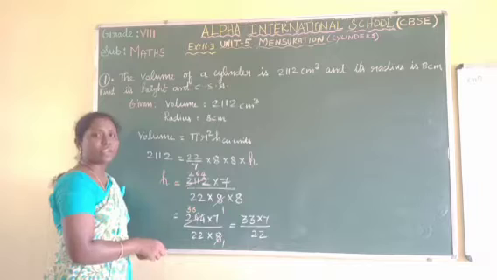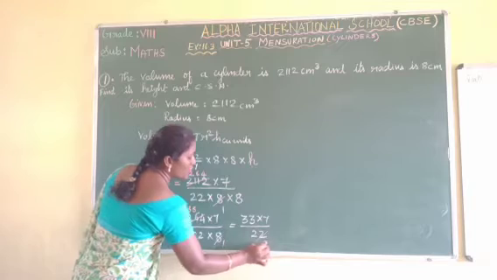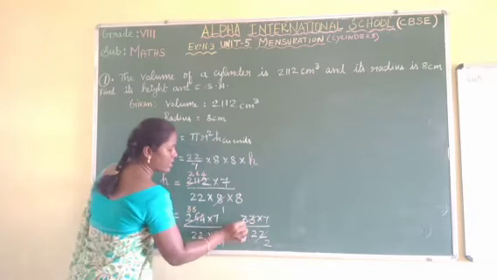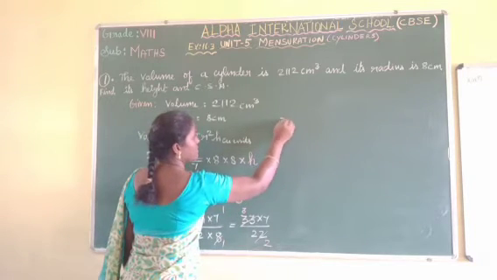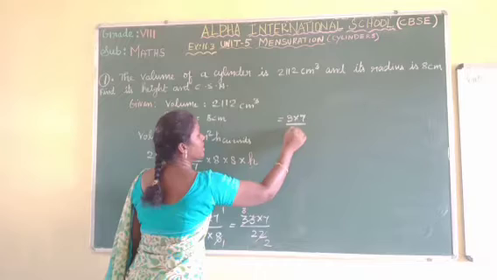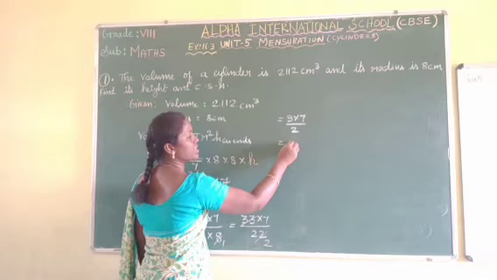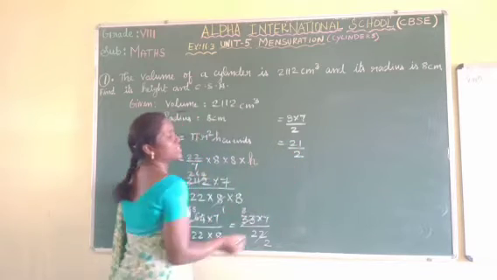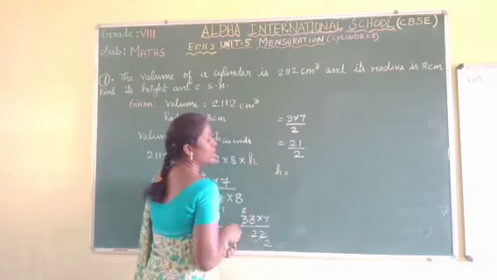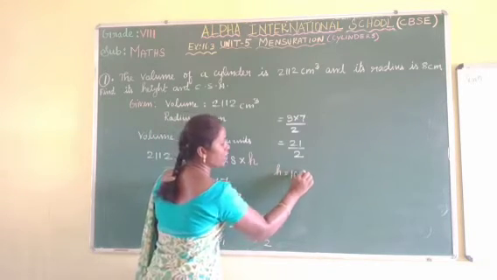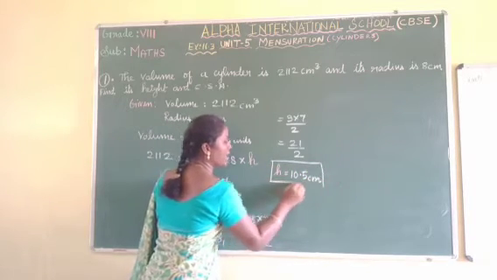Now anything to simplify? 33 and 22 have a common factor. What is it? 11. So 2 into 11 is 22, and 3 into 11 is 33. Finally we have 3 into 7 by 2. So what is 7 into 3? We can't simplify more than this. So 7 3s are 21 by 2. It is a fraction. If we remove the fraction, we get the value of h is equal to 21 divided by 2. The value is 10.5 centimeter. So we got finally the value of h as 10.5 centimeter.